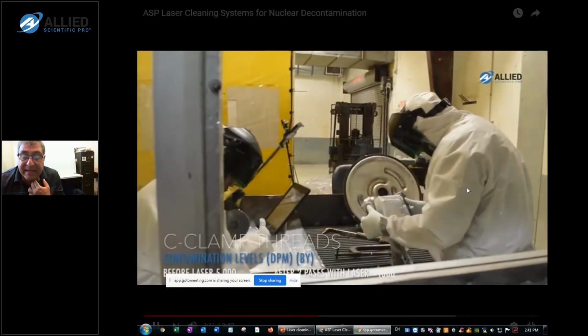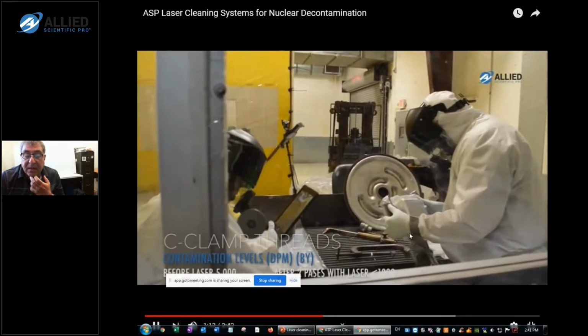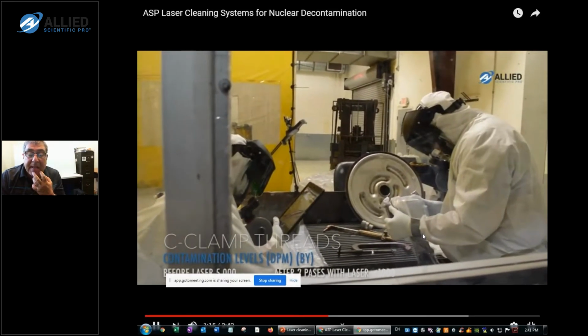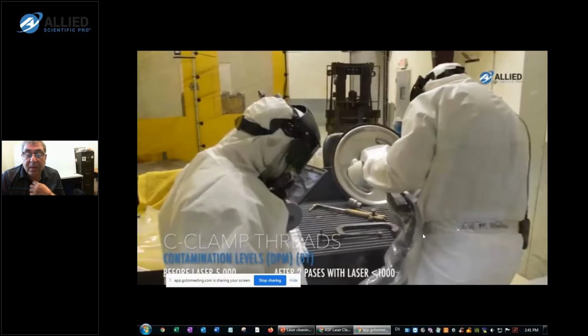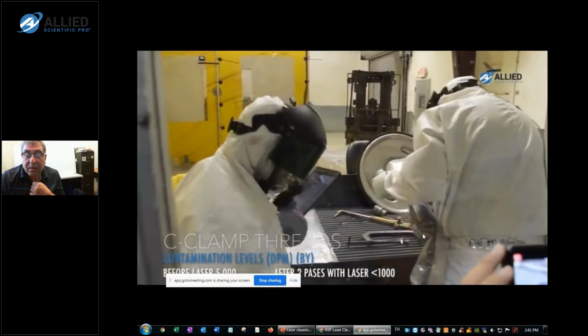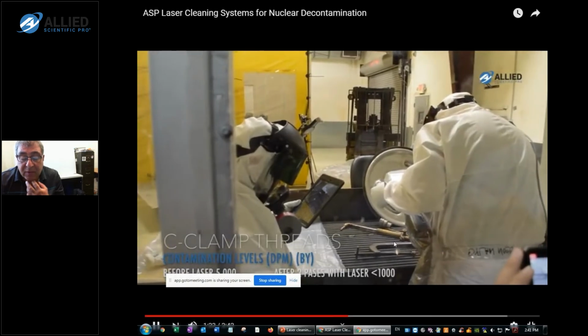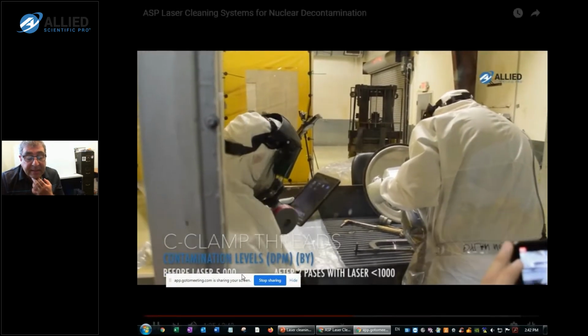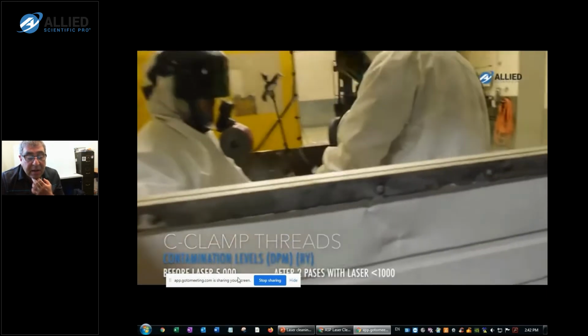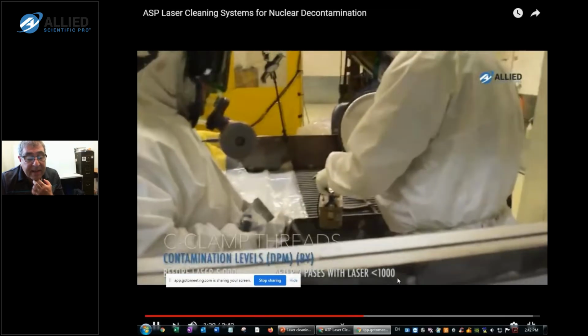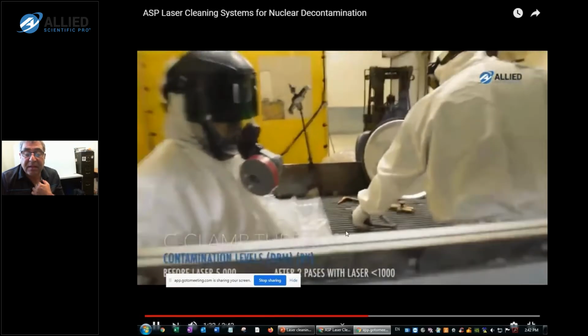Here there's a C-clamp that is being cleaned. It's radioactive, so after two passes with the laser, it went down to less than 1,000. Initially, it was 5,000.